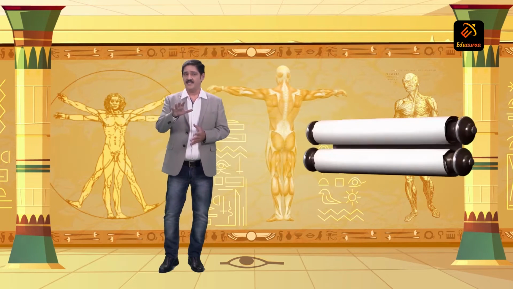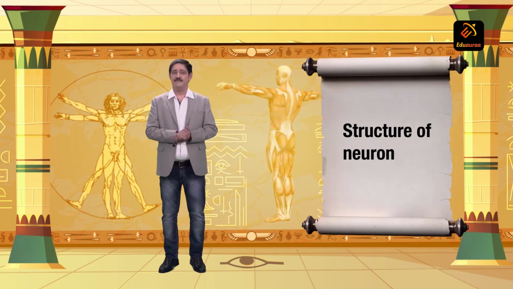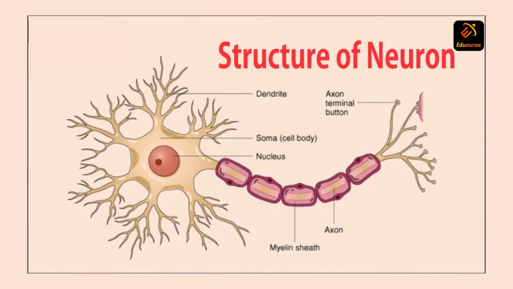Let's understand the structure of the neuron in detail. Here you have the structure of neuron. If you notice, there are three main parts of a neuron. You have the cell body called the cyton, then the cell processes called the axon and the dendrites.